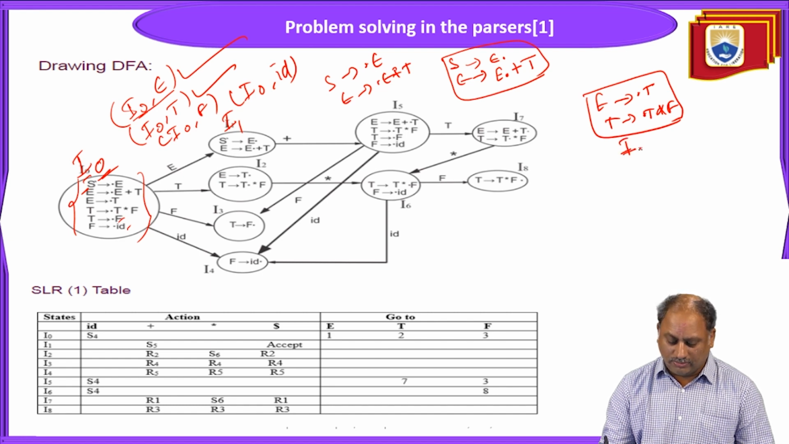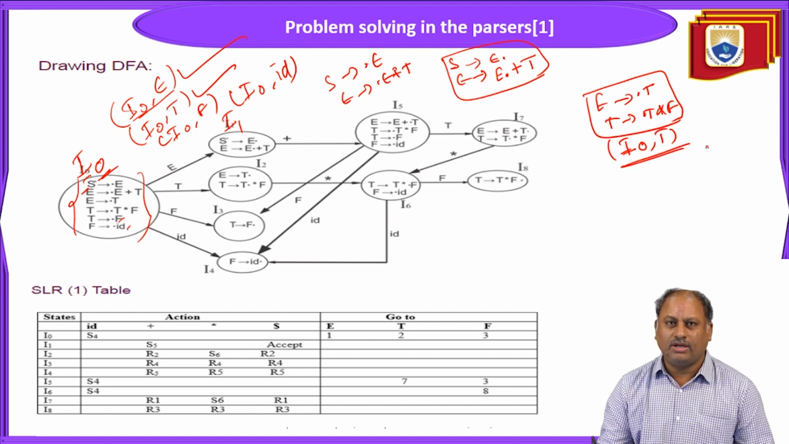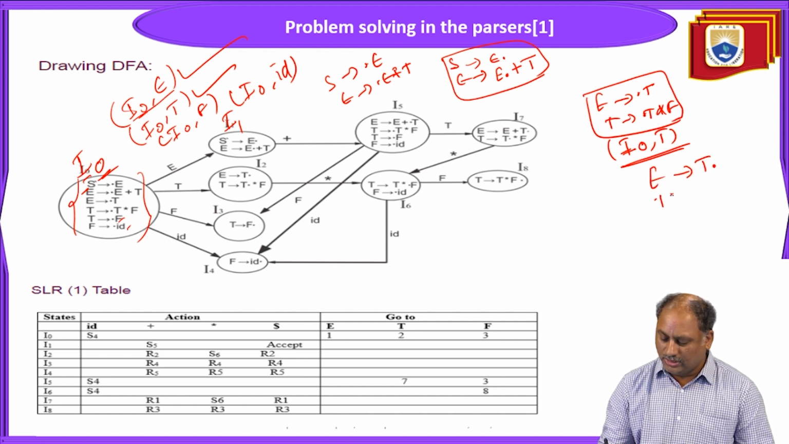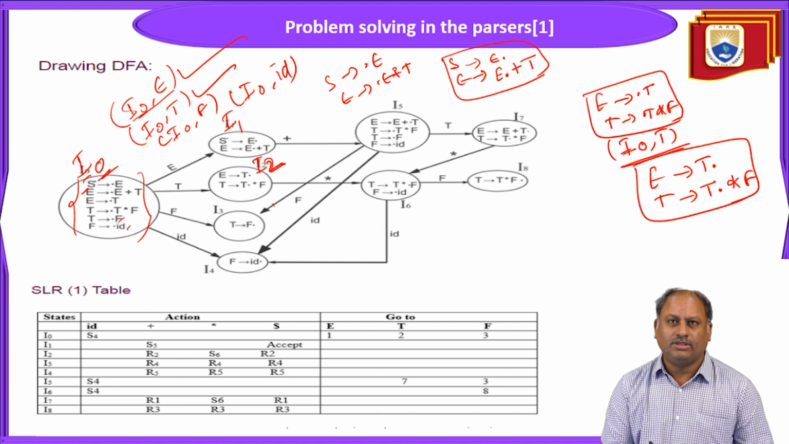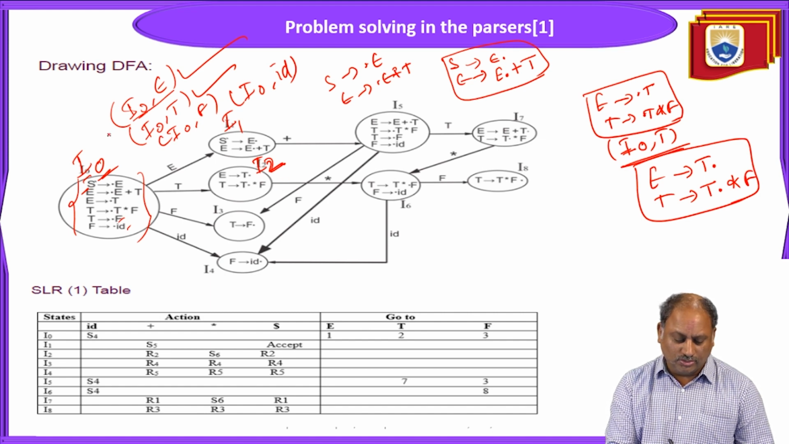Now we are going to perform I0 with capital T. That is closure of I0 with symbol T. So what do we get? E derives T dot and T derives capital T dot star F. So these two derivations are to be included in this state I2. So I2 is not completed. Still further processing is there. So we list out both I0 comma E and I0 comma T. We processed and we generated new states I1 and I2.